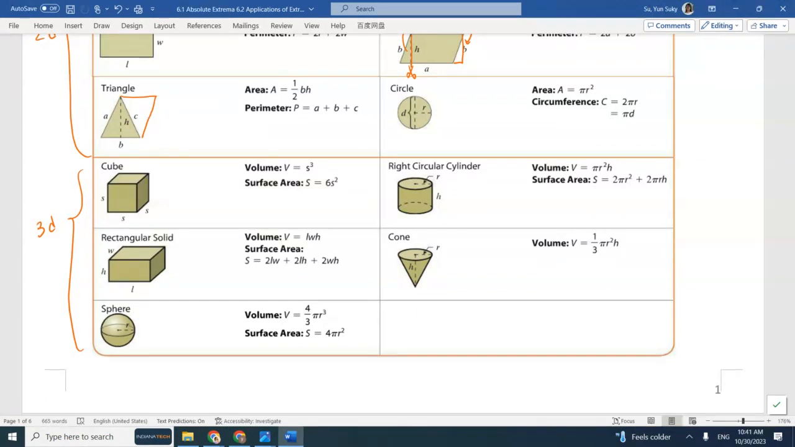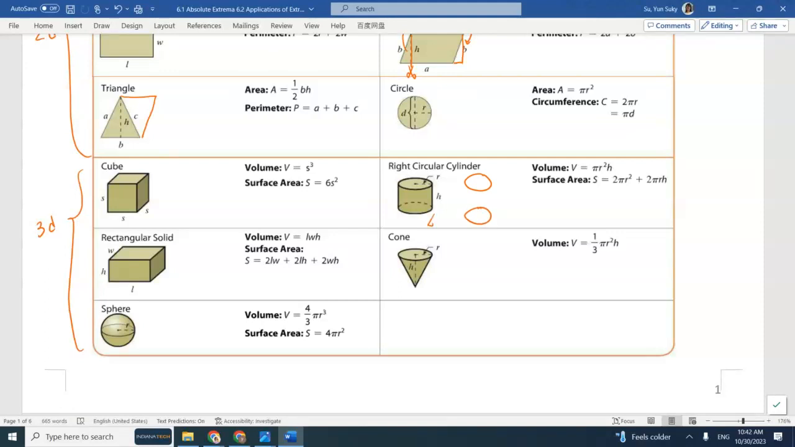And the right circular cylinder, this is the right circular cylinder, volume is area of base times height. And then our area of base is pi r squared. Okay, everybody? And then times height. Surface area. Do you see you have the top circle and the bottom circle? So you have 2 copies of the area of a circle, the top and the bottom. So you get 2 pi r squared.